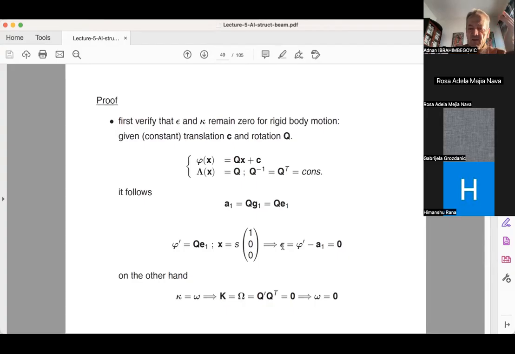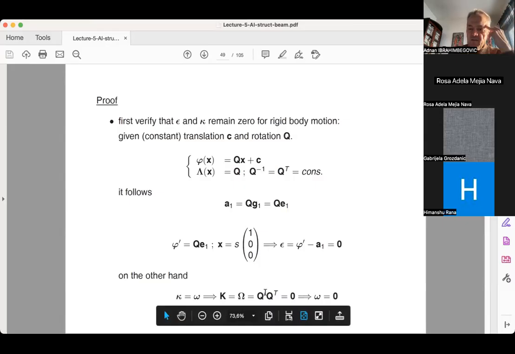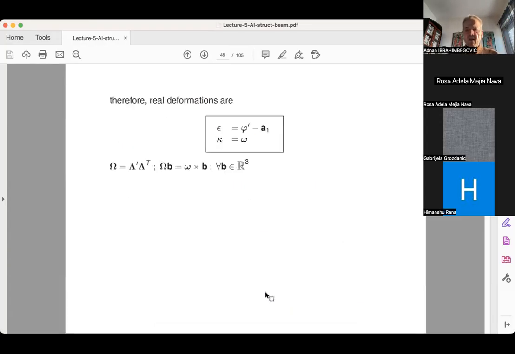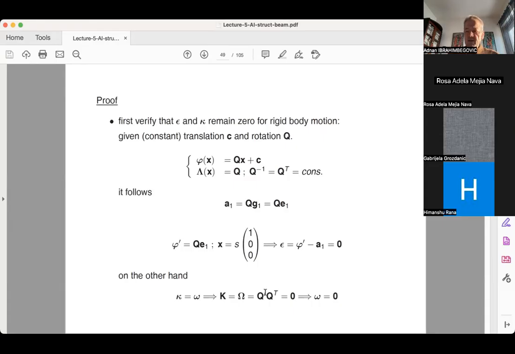Basically, I have something which is canceling and having this equal to 0. Namely, A1 and phi prime are computed exactly the same way. They cancel each other. Also, this omega being a derivative and Q being constant, the bending strain is also equal to 0. That means at least the condition, the two expressions that I suggested, if the motion is a rigid body motion, that means large rigid body motion, large translation and large rotation, I have no deformation.